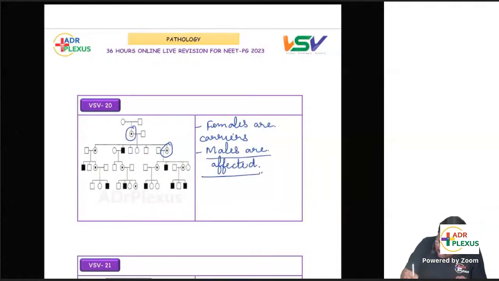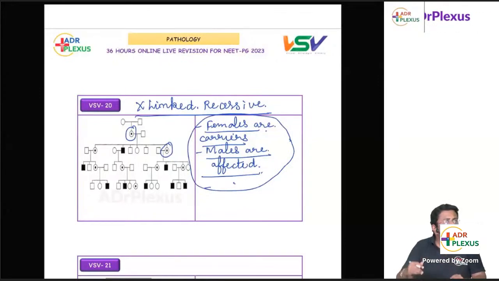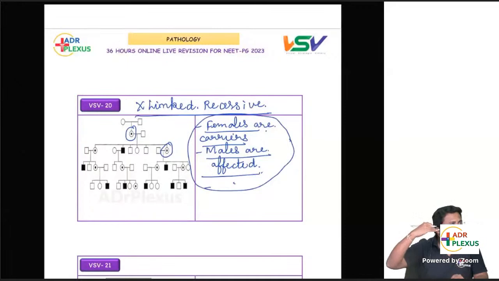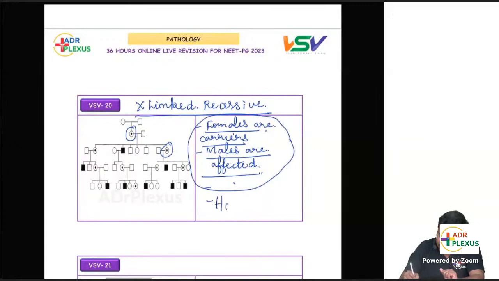Here you can get the X-linked recessive pattern, and this is also horizontal. Very importantly, remember this classical finding: usually only dominant disorders will have the vertical pattern. Usually the horizontal pattern will be seen only in recessive disorders. This is horizontal only.